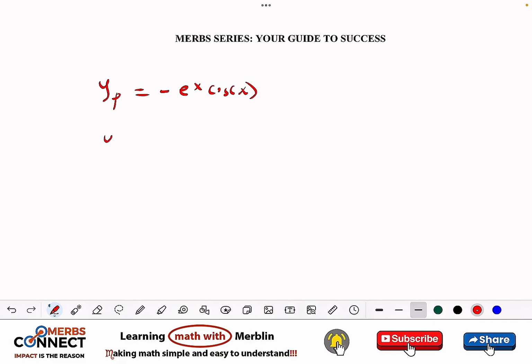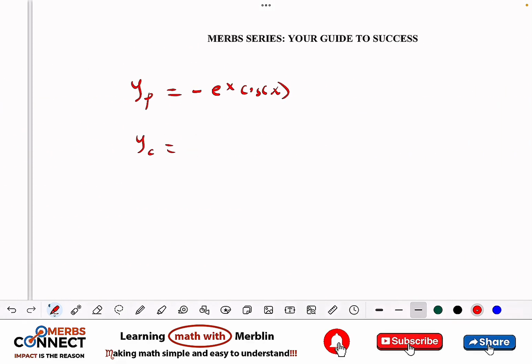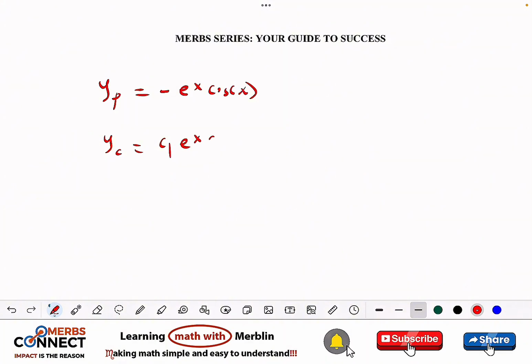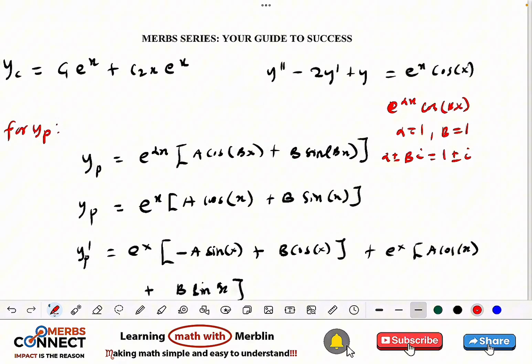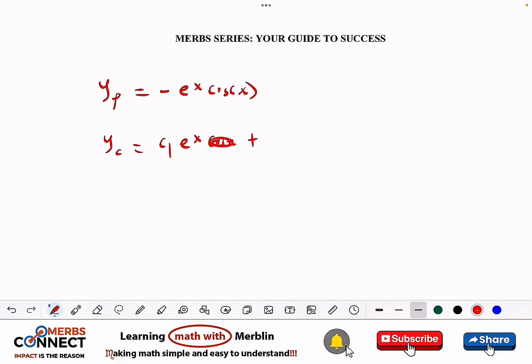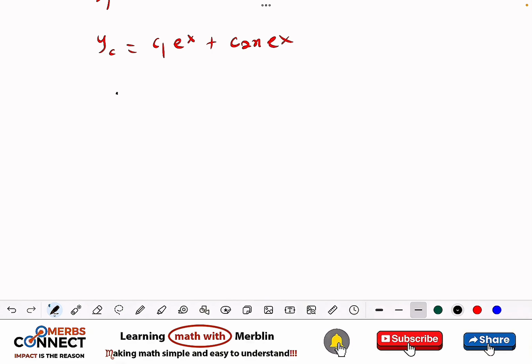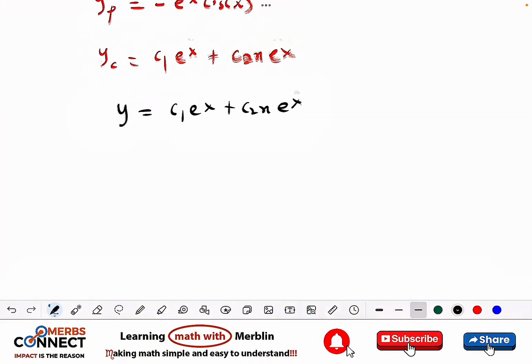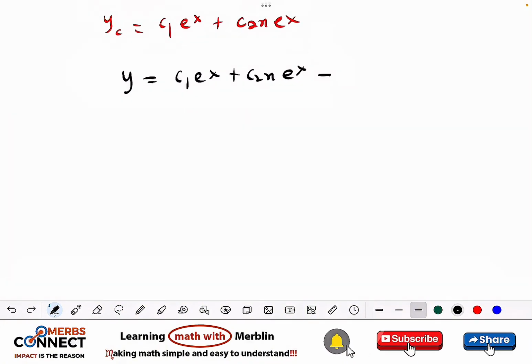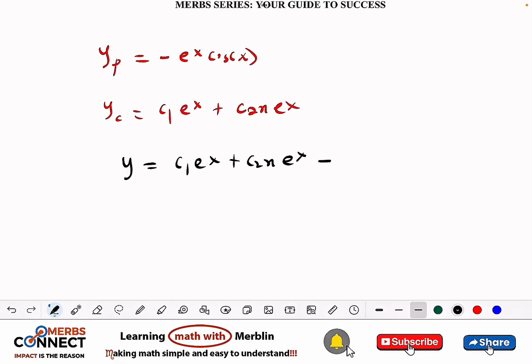And then our complementary solution was equal to c1 e to the power x, plus, no, there's no cos, plus c2 x e to the power x. I think so. Good. So finally, our general solution will be equal to c1 e to the power x plus c2 x e^x, and then minus e to the power x cos x.